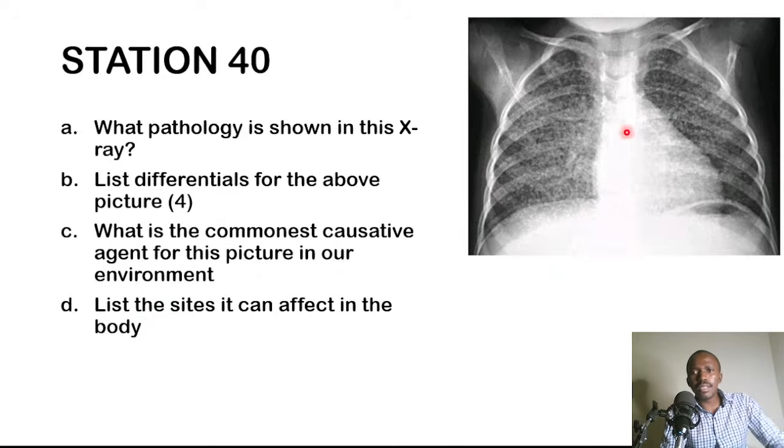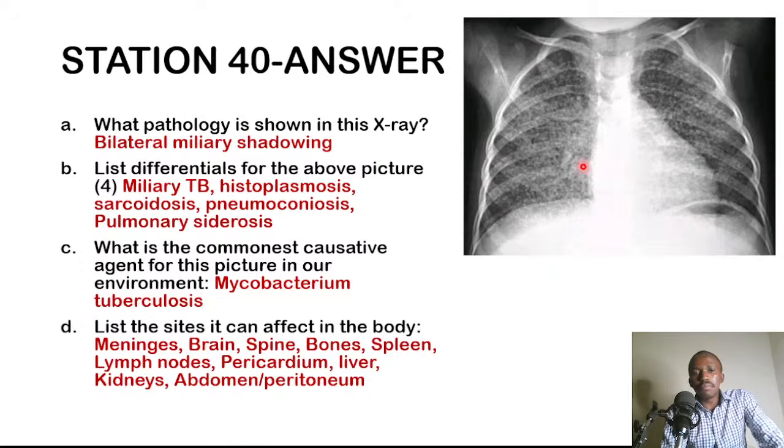So as you can see here, you have this bilateral miliary shadowing. That's what you should refer to it as. Bilateral miliary shadowing. It looks like tiny stars. So this is, of course, most consistent with miliary TB. Miliary TB could be a cause, as could histoplasmosis, sarcoidosis, pneumoconiosis, even pulmonary siderosis. All those things can cause a miliary picture. Mycobacterium tuberculosis and miliary TB are by far the most common cause in our setting.